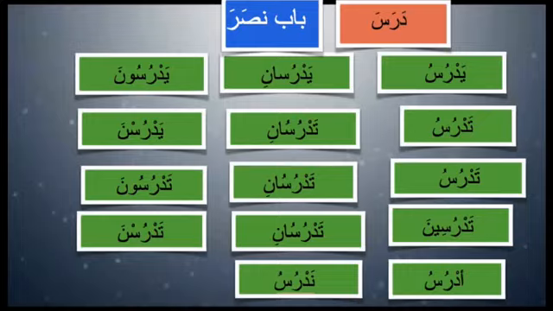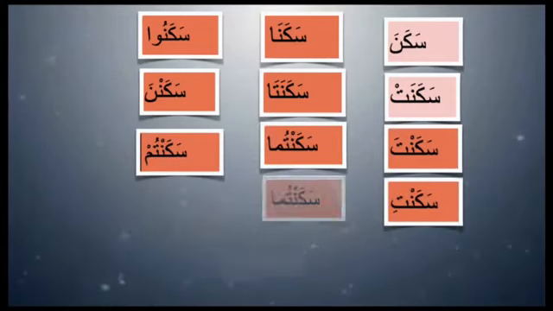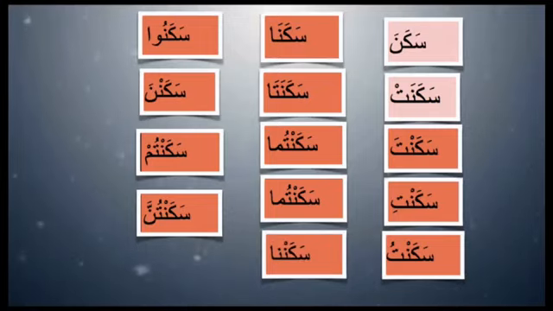So let's see what else. We're going to another example. So we'll do sakana. Sakana means he lived. So sakana, sakanu, sakanat, sakanata, sakanna, sakanta, sakantuma, sakantum, sakanti, sakantuma, sakantunna, sakantu, sakanna. Sakana is bab nasara again.